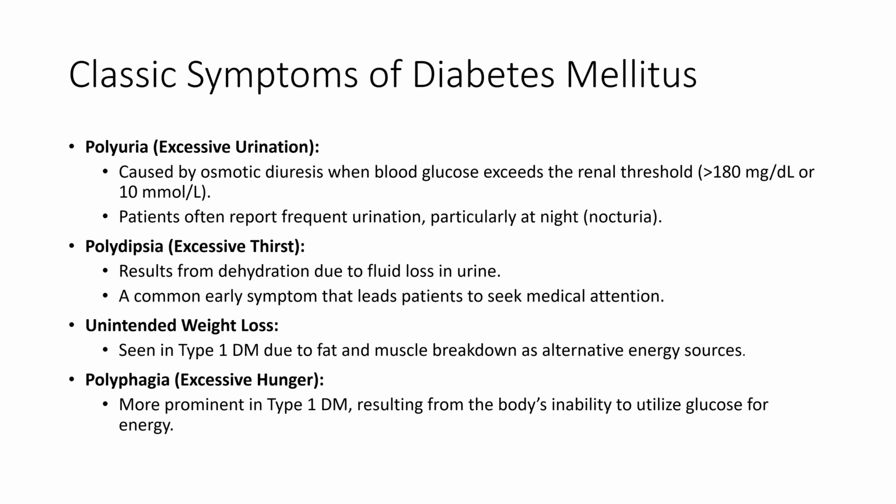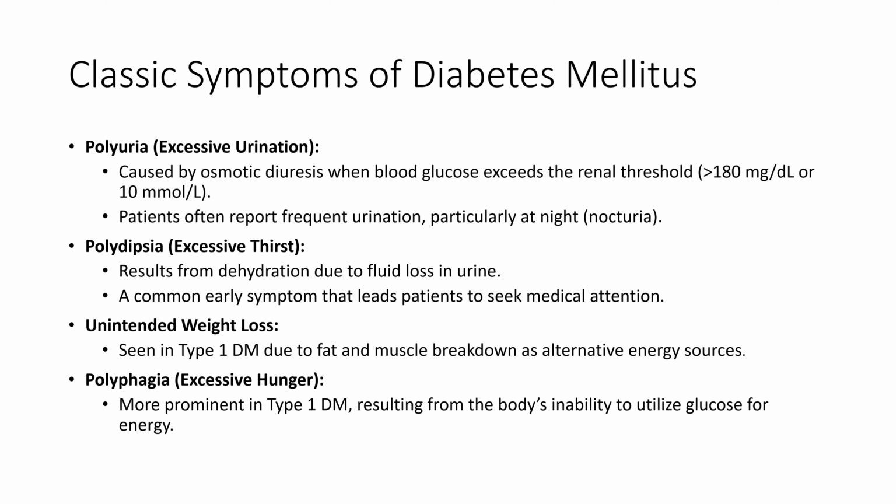The main symptoms of diabetes include urinating a lot, called polyuria, which happens when high blood sugar forces the kidneys to get rid of extra sugar. This can lead to dehydration and a constant feeling of thirst, known as polydipsia. In type 1 diabetes, people may lose weight unintentionally because their body breaks down muscle and fat to use as energy when it can't use sugar properly. They may also feel very hungry, called polyphagia, because their cells are starving for energy.